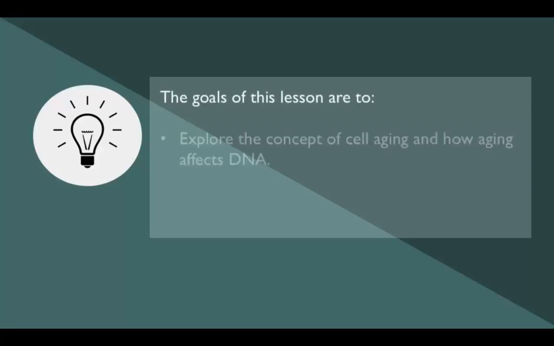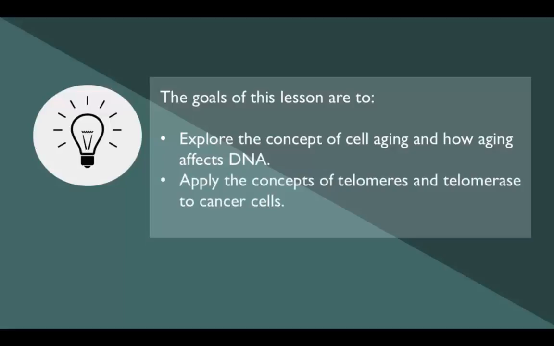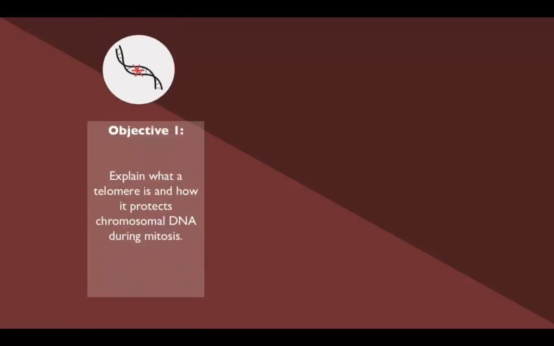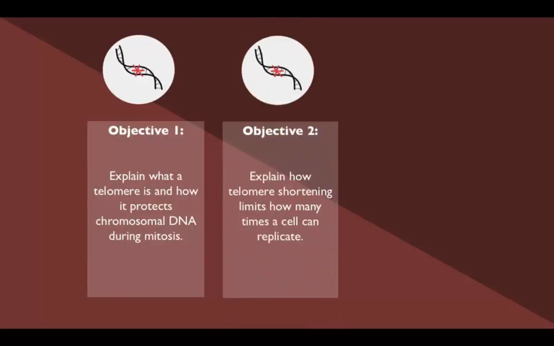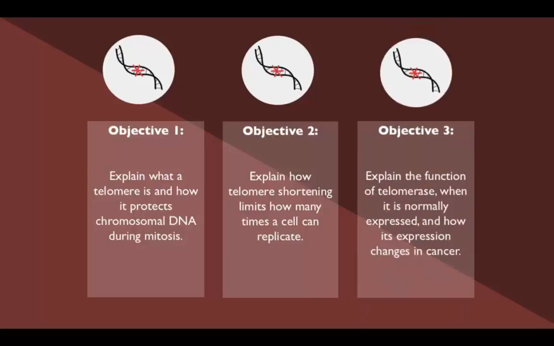The goals of this lesson are to explore the concept of cell aging and how aging affects DNA, and apply the concepts of telomeres and telomerase to cancer cells. At the end of the lesson, the students should be able to explain what a telomere is and how it protects chromosomal DNA during mitosis, explain how telomere shortening limits how many times a cell can replicate, and explain the function of telomerase, when it is normally expressed, and how its expression changes in cancer.